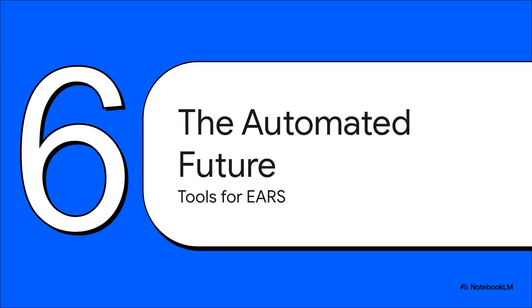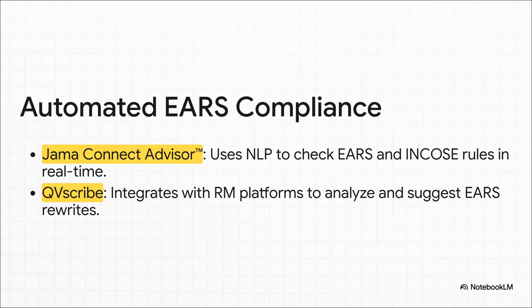And finally, let's look at where this is going. Because modern tools are making EARS even easier and more powerful, the future here is all about automation. Yeah, we're moving beyond having to check this stuff manually. There are tools out there, like Jama Connect Advisor or QVscribe, that use natural language processing, NLP, to check your requirements against the EARS patterns in real time. They can integrate right into the tools you're already using and suggest better, EARS-compliant ways to write things.